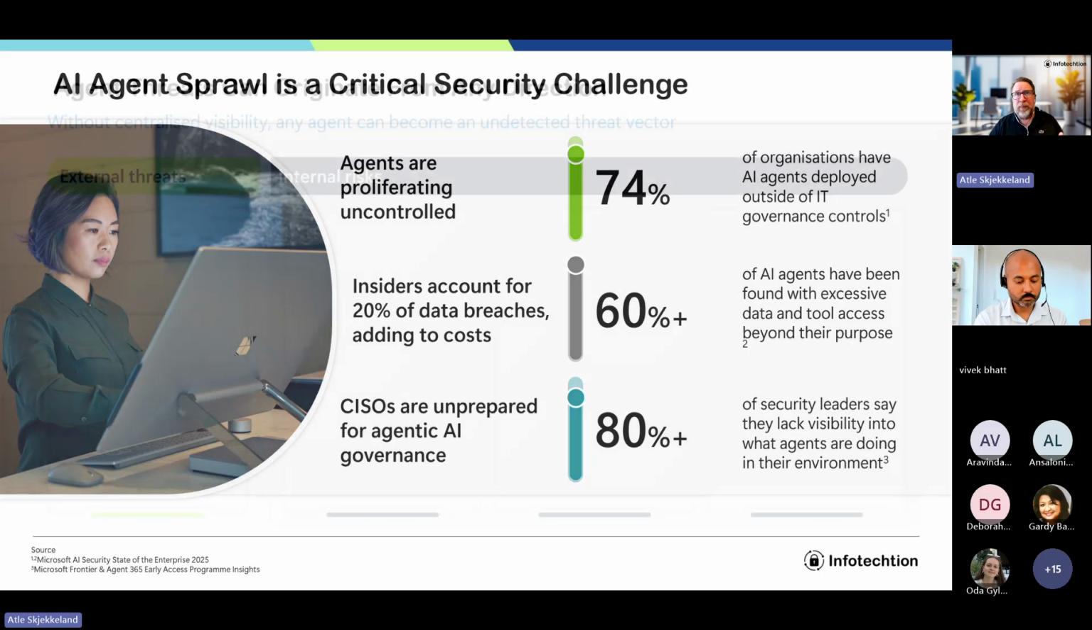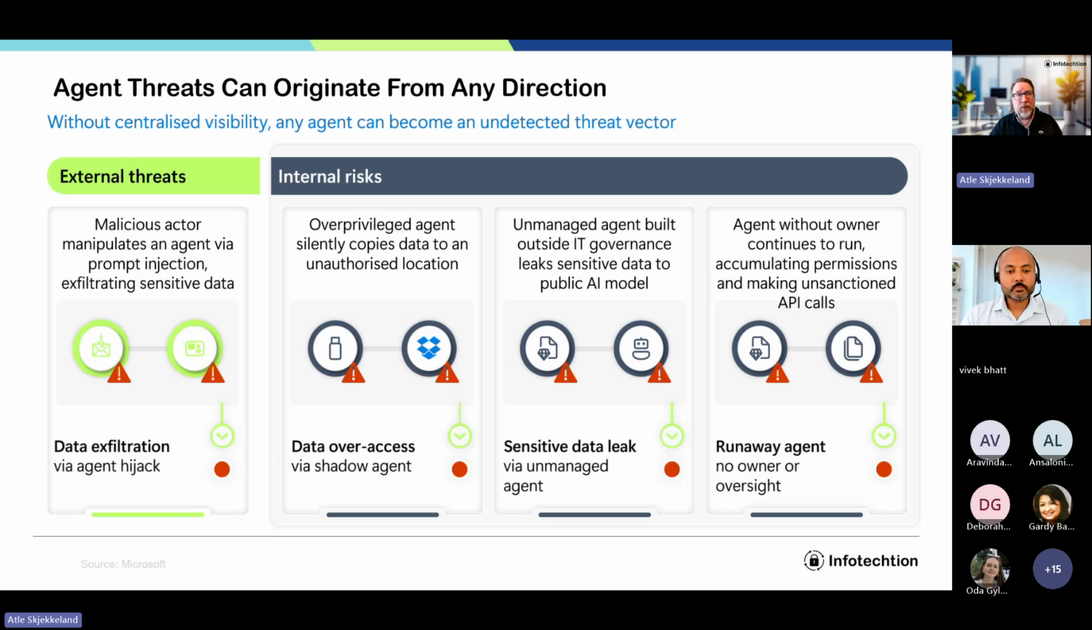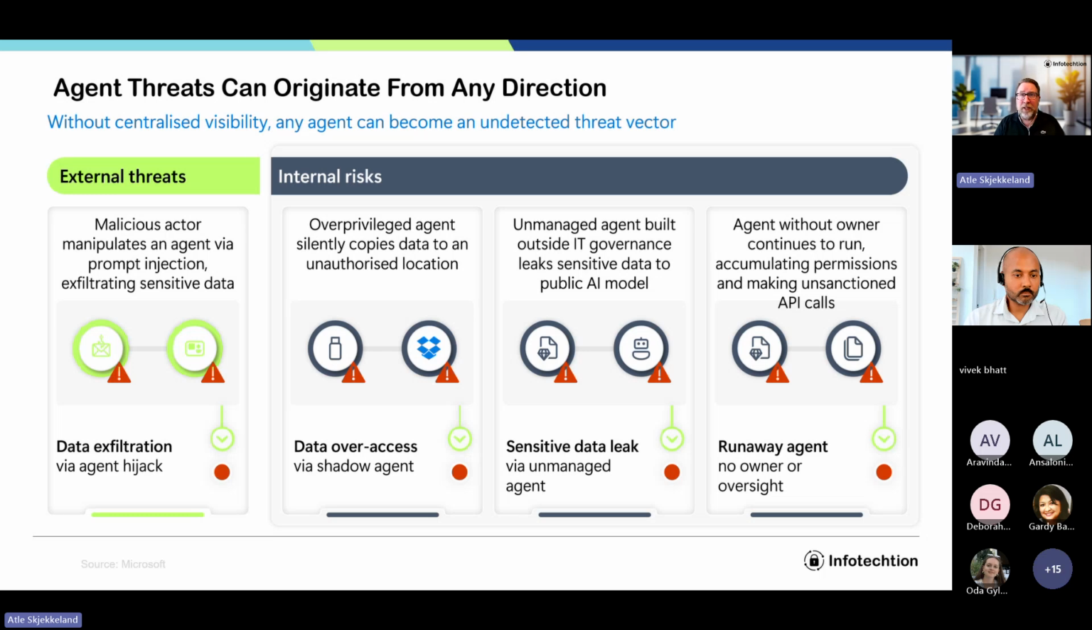And just to give some examples of this, you have the external threat, some of the risk I showed from, for example, the Chevy dealership, where a malicious actor manipulates an agent via prompt injection, exploiting sensitive data or getting things done that shouldn't be done. But you also have a lot of internal risk. It could be overprivileged agents silently copying data into an unauthorized location. It could be an unmanaged agent built outside IT governance that leaks sensitive data to a public AI model.